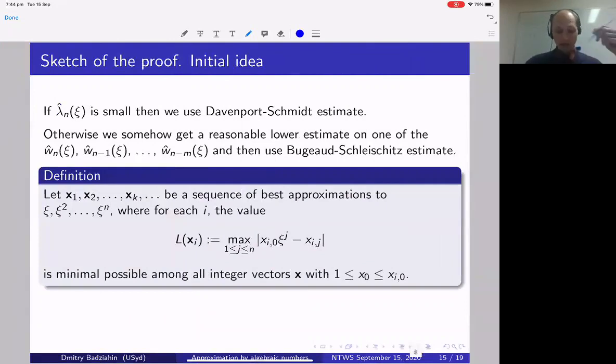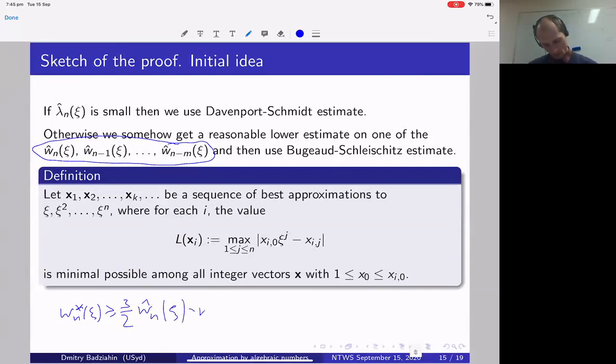about ξ. So in that case, we get a reasonable lower estimate on one of these Diophantine exponents, W_n hat of ξ, W_{n-1} hat of ξ, and so on, W_{n-m} hat of ξ. And after we get this reasonable lower bound, whatever it is, we use the Bugeaud-Laurent estimate, which is, let me remind you, here, which is this: W_n star of ξ is at least 3/2 W_n hat of ξ minus (n+1)/2.